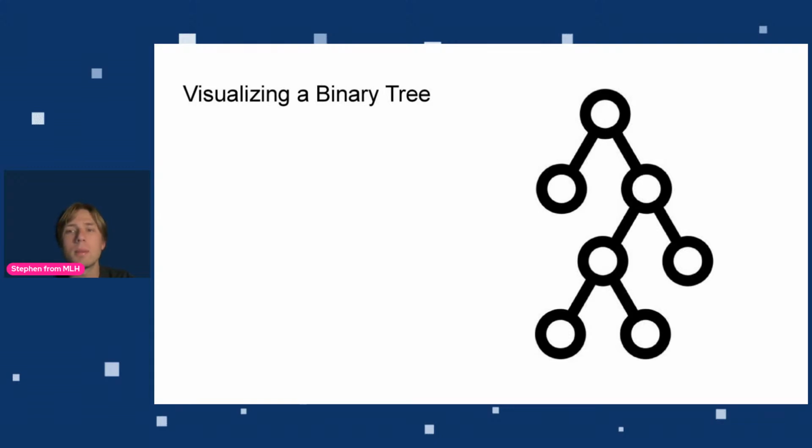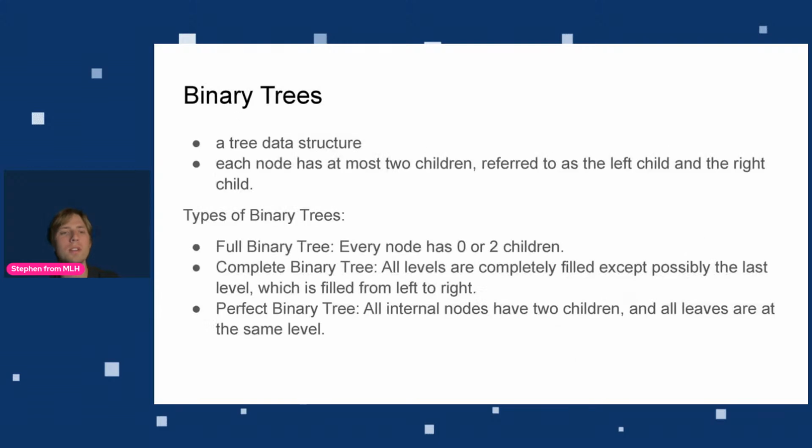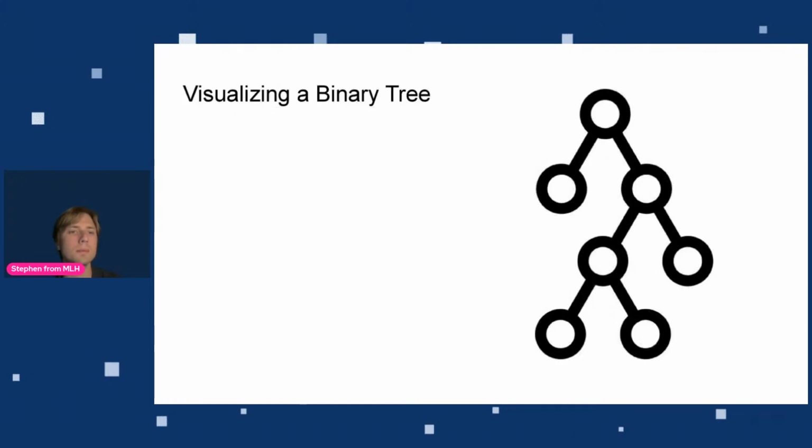But is it a complete binary tree, would you say? Because remember our definition of complete binary tree. All levels are completely filled, except possibly the last level, which is filled from left to right.